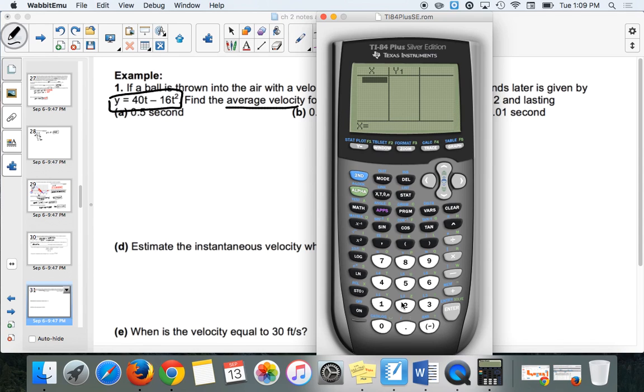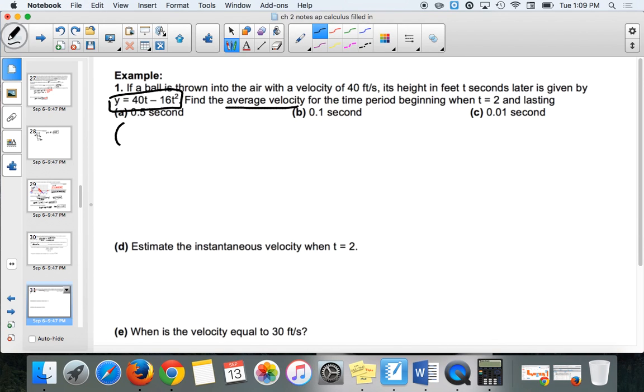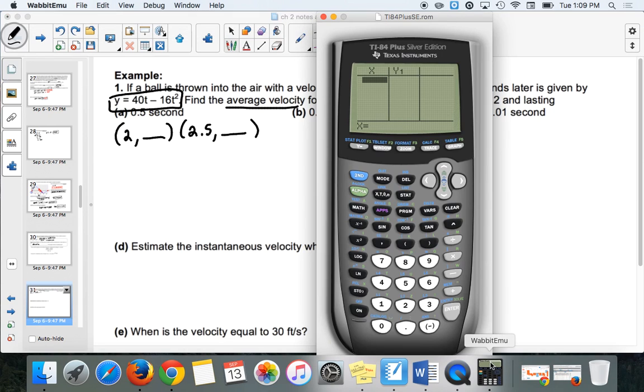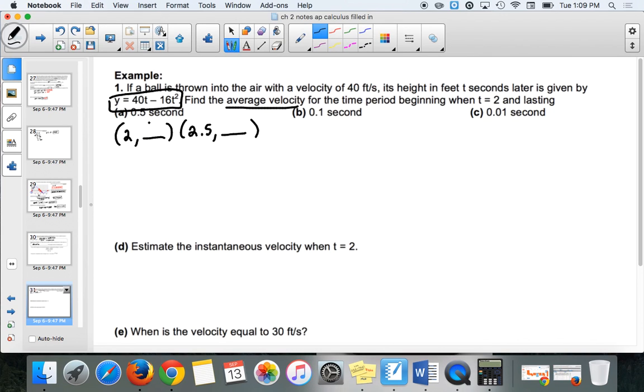So when we say it lasts 0.5 seconds, that means we want to find the point at 2 comma something and the point at 2.5 comma something, right? So we want to find the height at each of those locations. So we can plug into our table. We're going to plug in 2 and 2.5. So we get 2 comma 16 and 2.5 comma 0. When we find our slope between those two, it's going to be 16 minus 0 over 2 minus 2.5. We get negative 32.